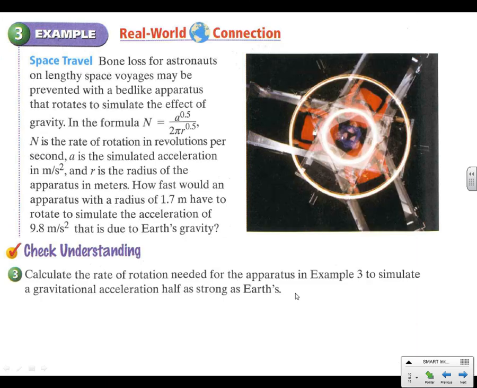All right, so your job now is to change things. Calculate the rate of rotation needed for the apparatus in example 3 to simulate a gravitational acceleration half as strong as Earth. Remember, Earth is 9.8, so half as strong as that. So let's change our calculations and see what we get for the answer.